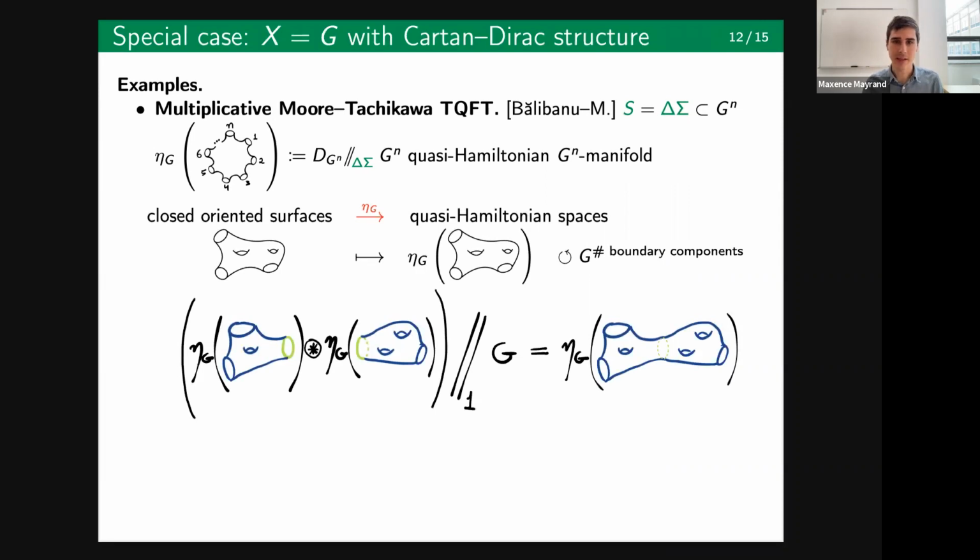And then it satisfies this compatibility condition where if you have two surfaces and you do the gluing along one of the boundary components, this is a quasi-Hamiltonian G space, in this specific case a G cross G space. But also you can do the fusion product of these two quasi-Hamiltonian spaces and reduce at level 1. That gives you a new quasi-Hamiltonian space, and these have to be isomorphic. So we get some kind of TQFT valued in quasi-Hamiltonian spaces.